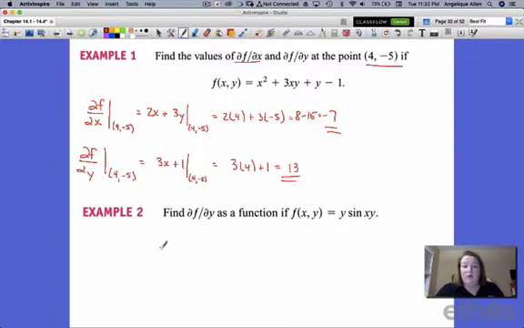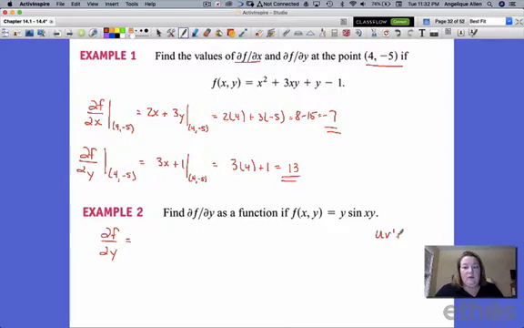So that's pretty straightforward. Just going to do some more samples so you can follow along and it makes sense to you. Here we've got a function times a function, so we're going to end up using the product rule. So the partial derivative of f with respect to y, or in the y direction. Now notice they did not ask us to evaluate it at a point, so we will not need to put that next symbol in.